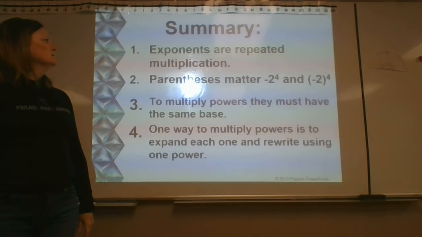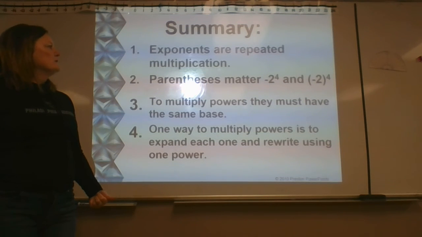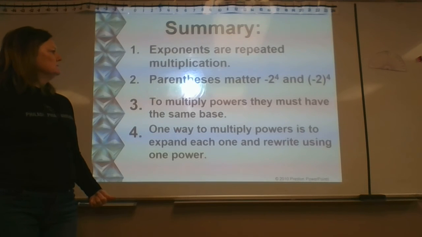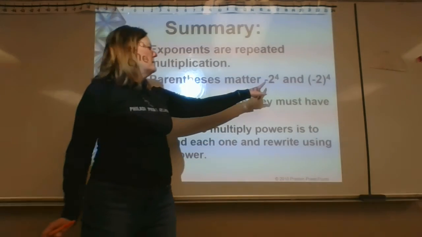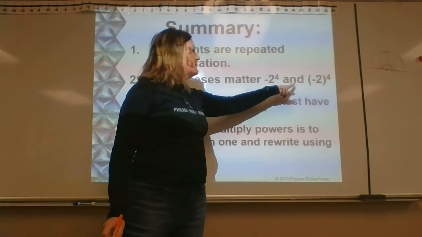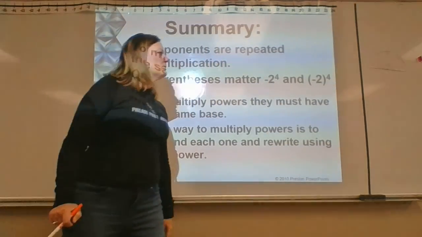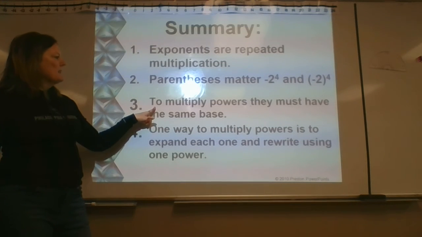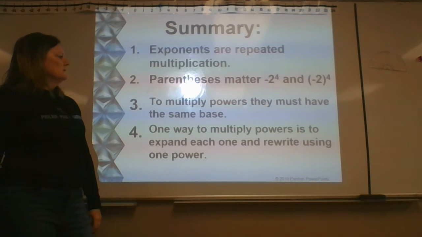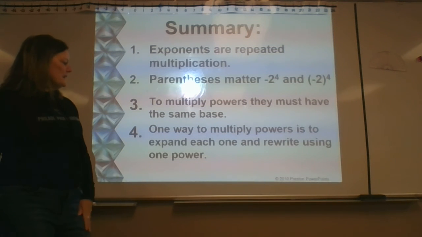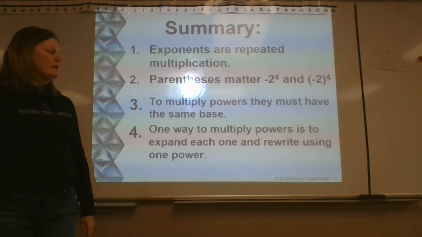So in summary, remember that exponents are repeated multiplication. Parentheses matter. Negative 2 to the 4th and parentheses negative 2 to the 4th are different. In this case, only the 2 is to the 4th power. In this case, the negative is also raised to the 4th power. Multiplying powers, they have to have the same base. And one way to multiply powers is to expand each power out and then rewrite using 1 power.